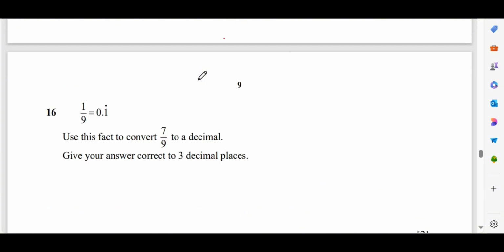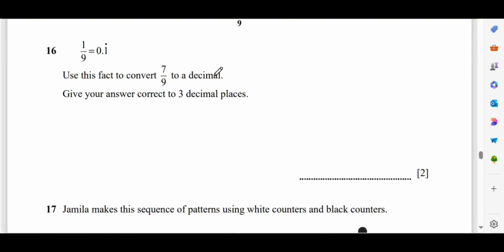Okay, so here is a decimal. They say use these parts to convert 7 over 9 to decimal. Give your answer correct to 3 decimal places. So it's very simple. If you have 1 over 9 as equal to 0.1 recurring, that dot there simply means that we have dot, dot, dot, dot, continue in that pattern.